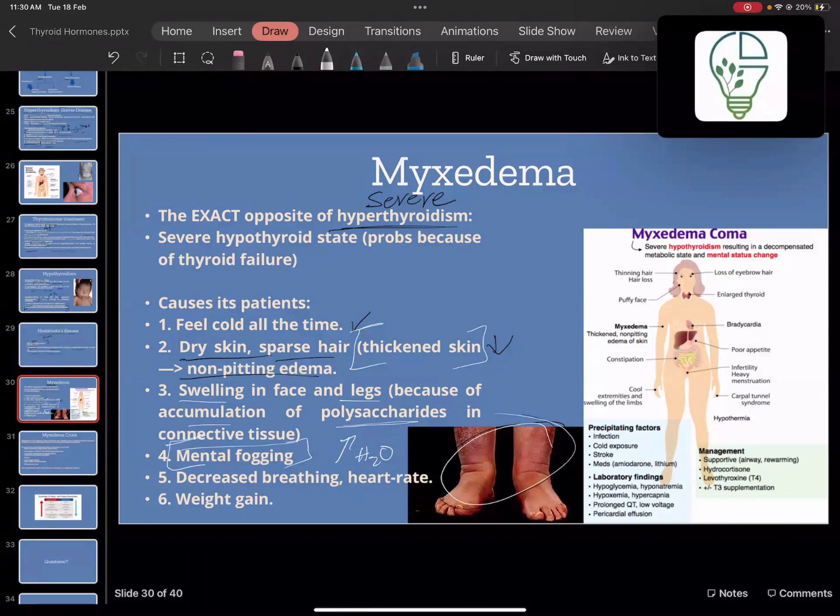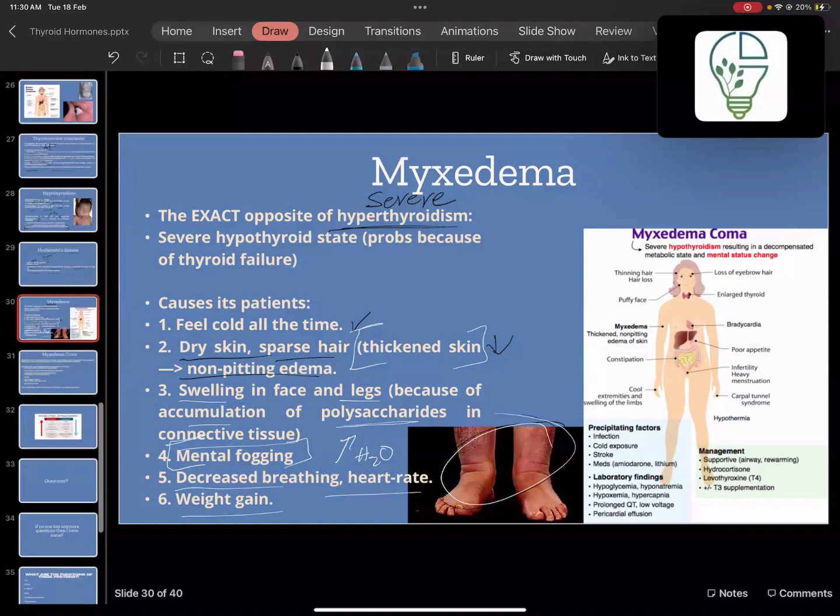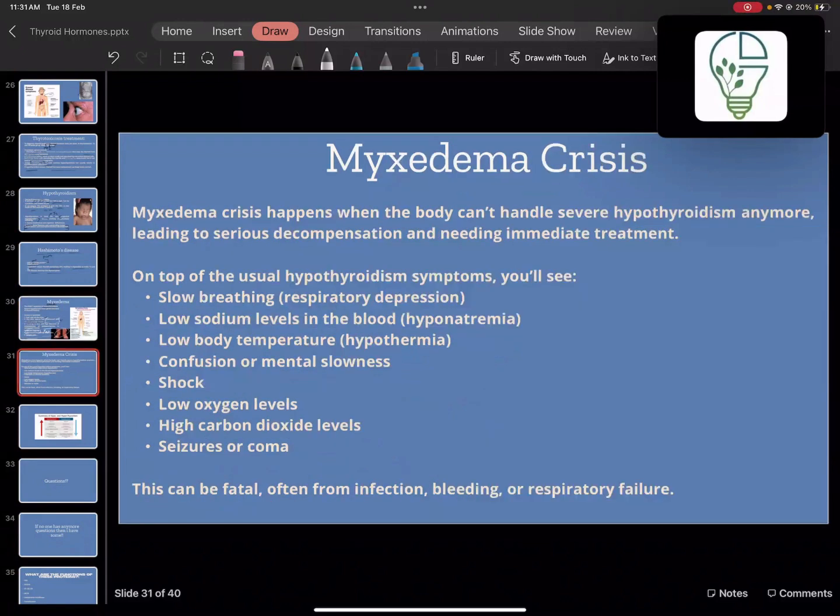meaning the person will come and feel confused, and it causes decreased breathing and heart rate, and it causes weight gain. Okay. It's the opposite of hyperthyroidism, where they'll have increased breathing and heart rate, and they'll have weight loss. Okay. Now we're going to come to something called myxedema crisis.